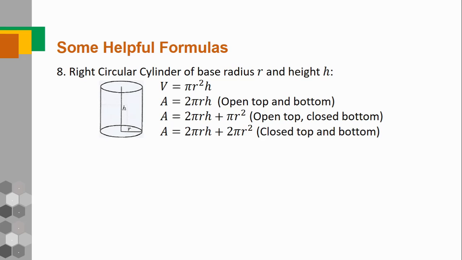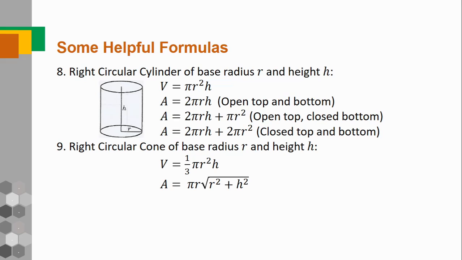Right circular cylinder of radius r and height h. The volume is equal to pi r squared h. And if the cylinder has an open top and bottom, the total area of the sides equals 2 pi r h. And if the cylinder has an open top but closed bottom, the total area equals 2 pi r h plus pi r squared. And if the cylinder has a closed top and closed bottom, the total area equals 2 pi r h plus 2 pi r squared.